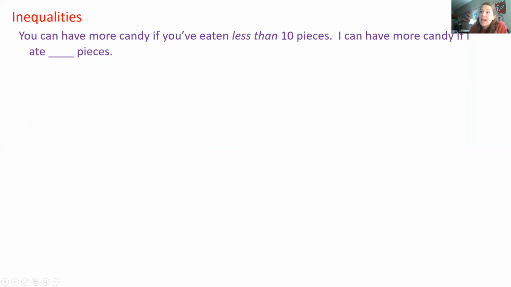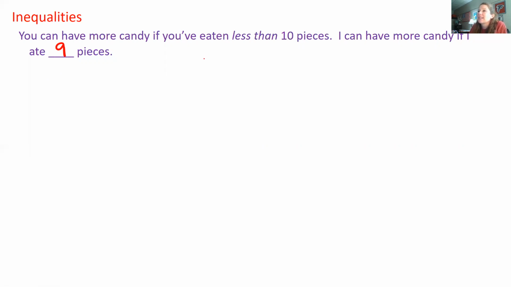Let's say your mom says, you can have more candy if you've eaten less than 10 pieces. So what does she mean? Can I have candy if I've eaten 10 pieces? No, 10 is not less than 10. What if you ate 9 pieces? Can you have more candy? Yes. How about 8? Yes. How about 10? Nope. 11? No. 7? Yes.